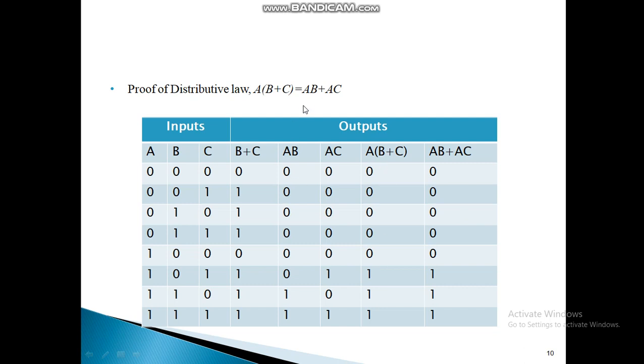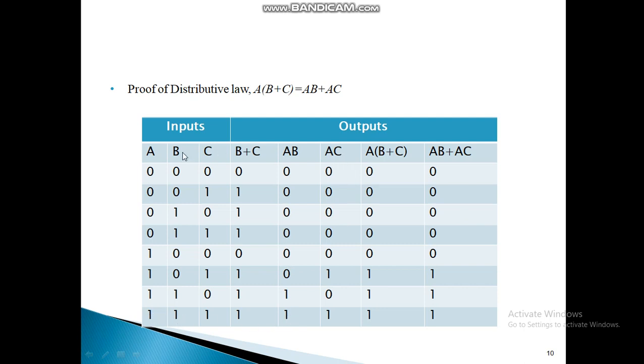Now right hand side, AB plus AC. First we multiply AB, then AC, then the results of AB and AC are added. AB: 0 multiplied by 0 is equal to 0. 0 multiplied by 0 is equal to 0. 0 multiplied by 1 is equal to 0, up to 1 multiplied by 1 is equal to 1.